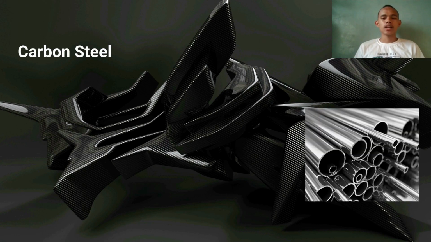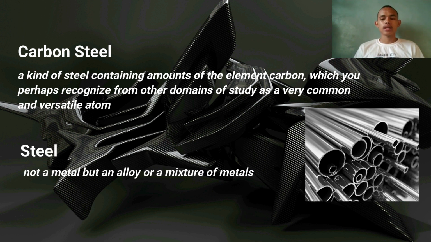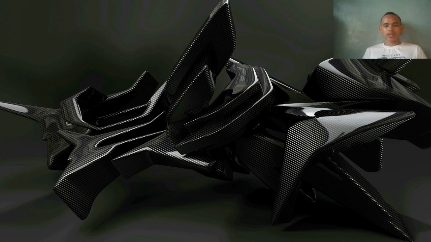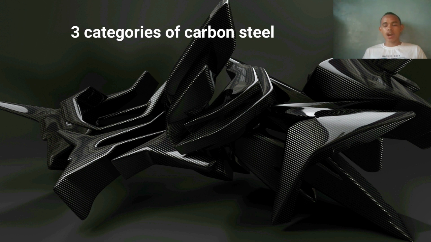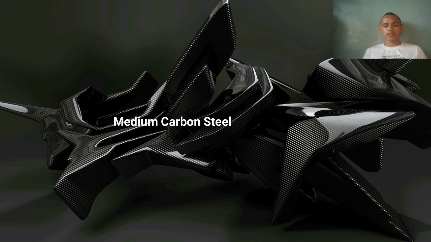Carbon steel is a kind of steel containing amounts of the element carbon, which you perhaps recognize from other domains of study as a very common and versatile atom. Steel is not a metal but an alloy, or mixture of metals. Carbon steel can be classified into three categories according to its carbon content: low carbon steel or mild carbon steel, medium carbon steel, and high carbon steel.